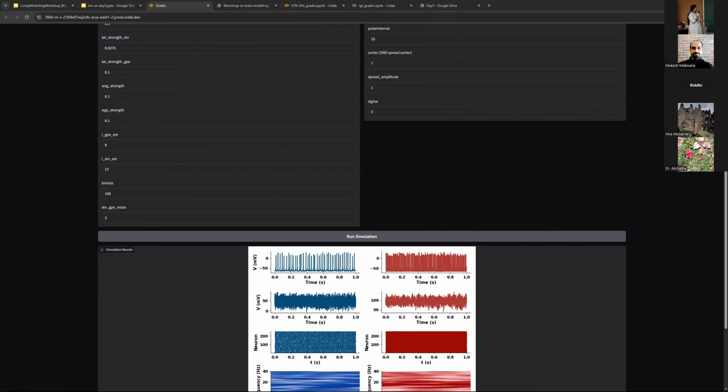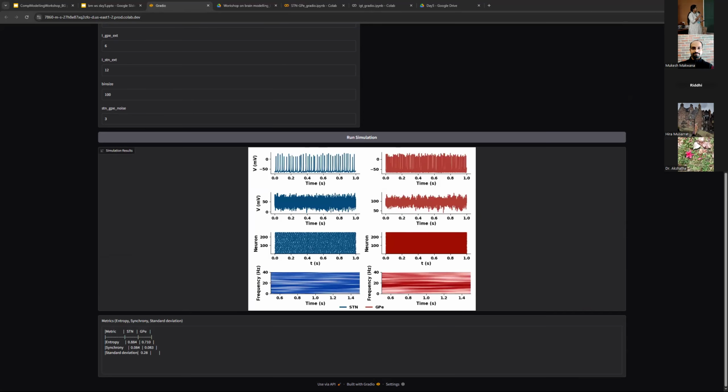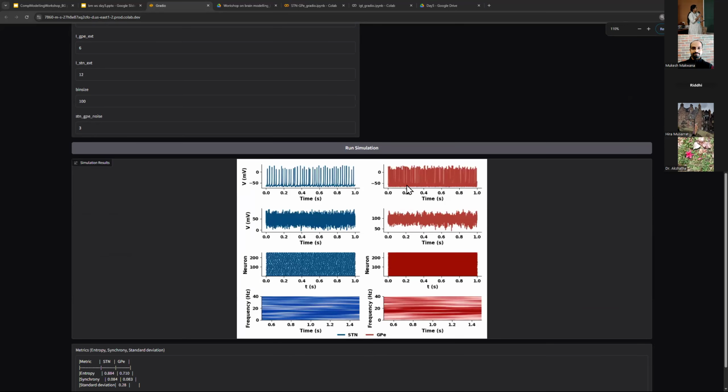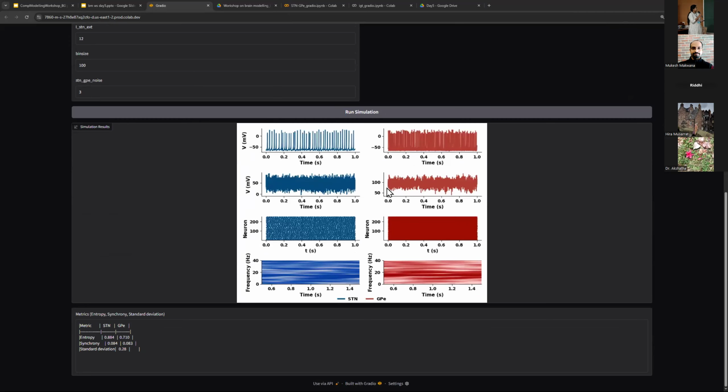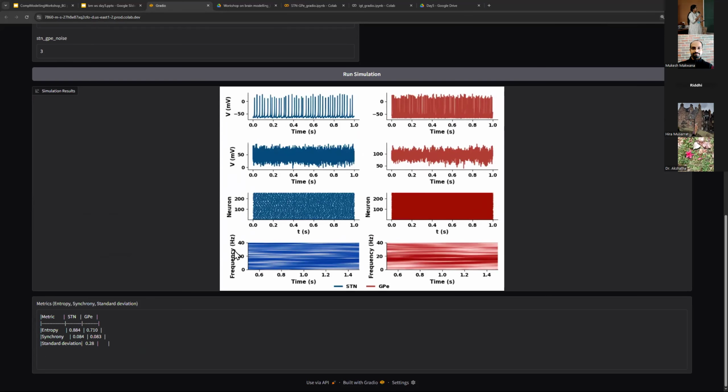Again, it depends. So can you go down? For the lower striatal current, that is 0.5, what kind of behavior do you think this is? Is this a normal behavior or a PD behavior? Normal. It's a normal behavior, right? And if you look at the metrics, can you observe that STN is showing higher entropy? That is, it's more random in nature, with very low synchrony and higher standard deviation. Yes? Yes, ma'am.